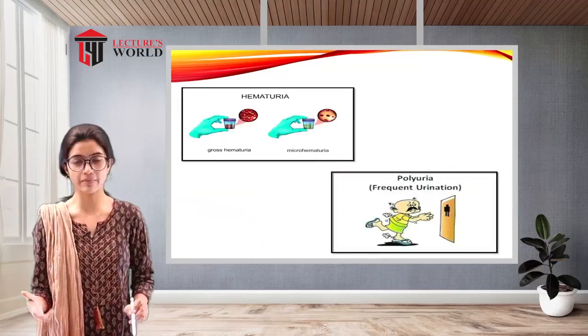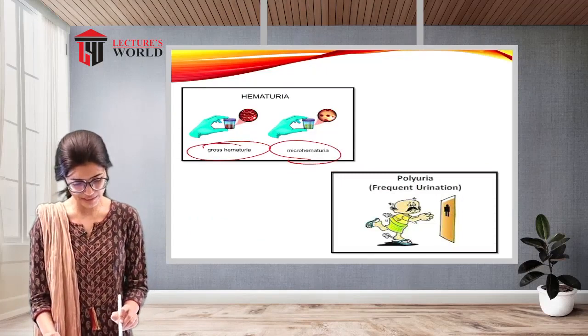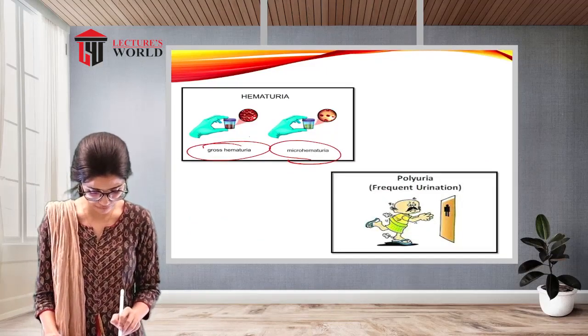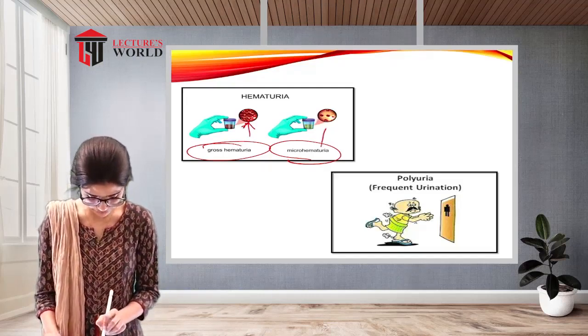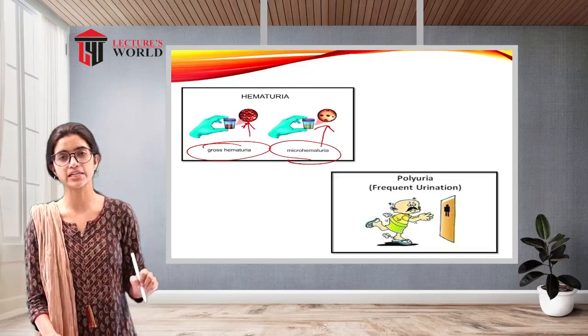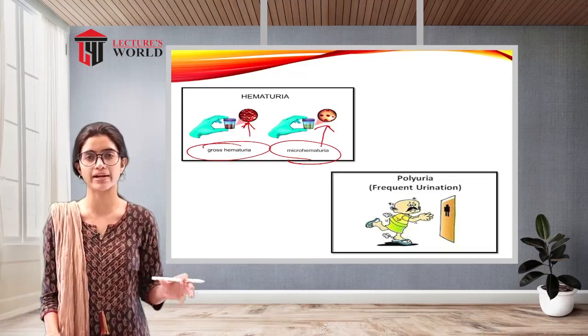As you can see, hematuria can be of two types. It can be gross hematuria and microhematuria. As you can see in the picture, in gross hematuria, a large amount of red blood cells is present, and in microhematuria, a very small amount is present. Either it is gross hematuria or microhematuria, the chances of bladder cancer are high.